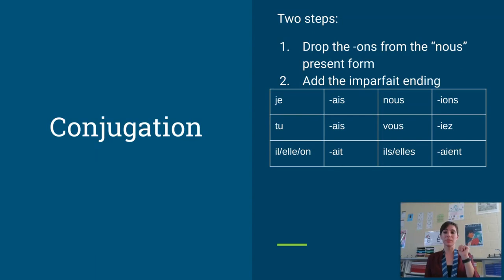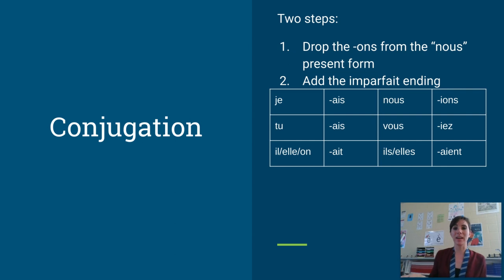There are 2 steps to conjugating the imparfait, and they are rather easy. The first thing that you need to do is find the nous present form of whatever verb you're using. For example, we could use the verb porter, to wear. So I need to find the nous form, and porter is an ER verb. I drop my ER, I add my ONS, and get the nous form, portons.